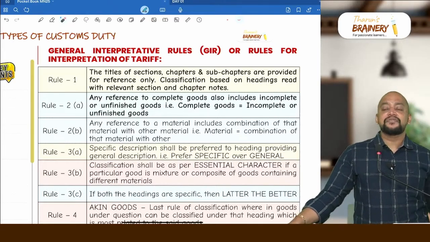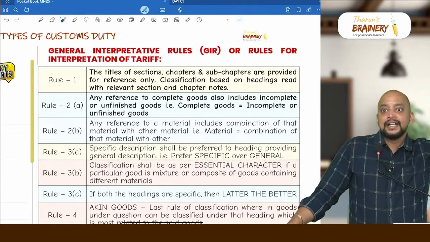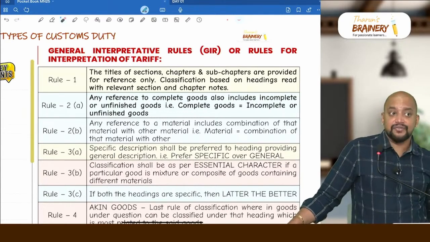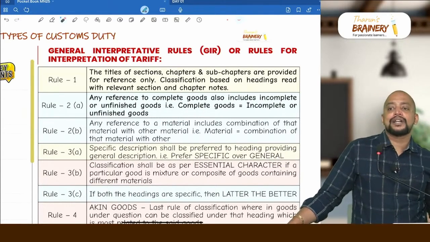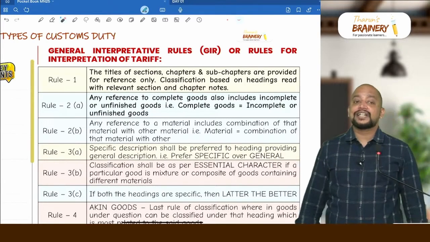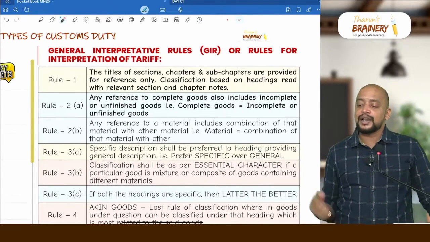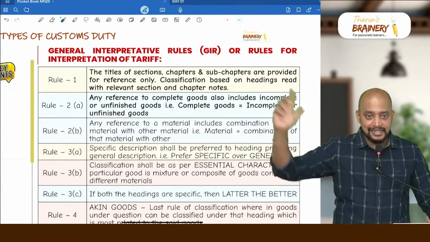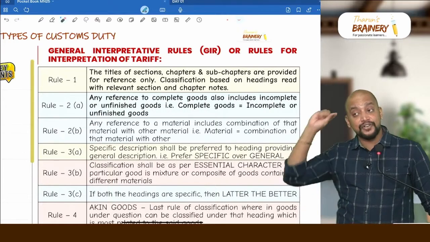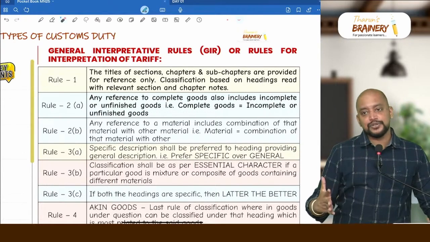Classification means identifying the imported product or exported product in the appropriate heading in the tariff. Why do we need to classify? So that we know what is the rate of duty applicable for that product, and we will know whether a product is exempted or not, because usually exemption notifications say a product falling under this heading is exempted. So if the imported product is falling under that heading, then we don't have to pay customs duty, otherwise we need to pay customs duty on that product.